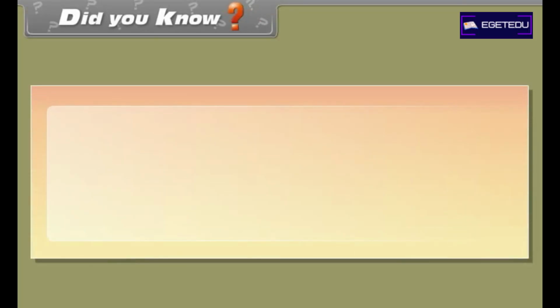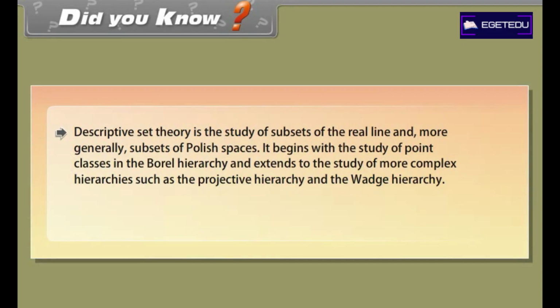Did you know? Descriptive set theory is the study of subsets of the real line and, more generally, subsets of Polish spaces. It begins with the study of point classes in the Borel hierarchy and extends to the study of more complex hierarchies such as the projective hierarchy and the Wadge hierarchy.